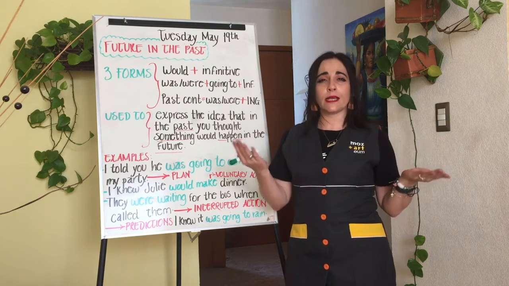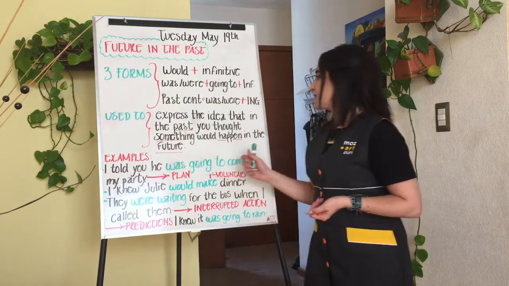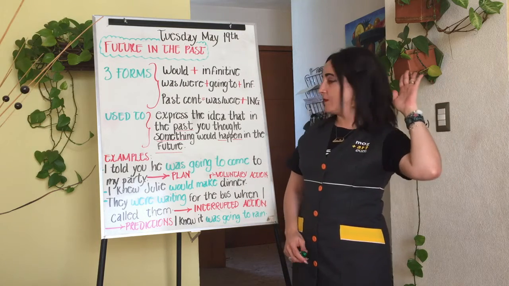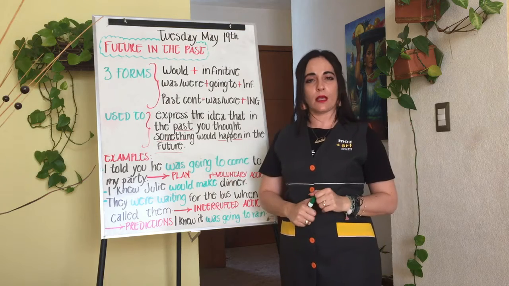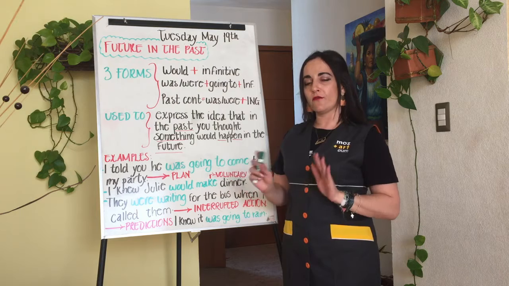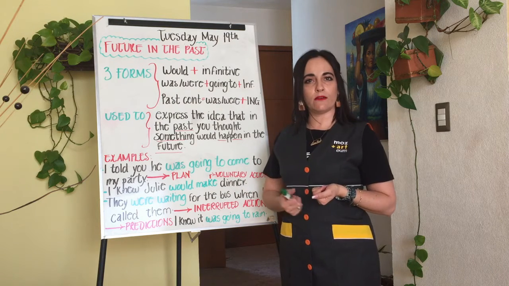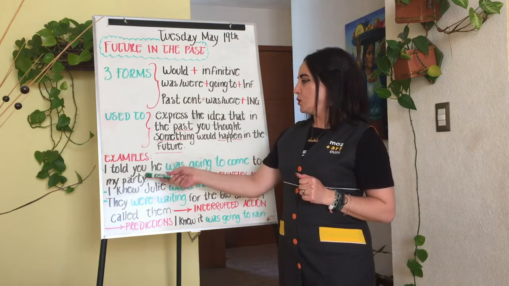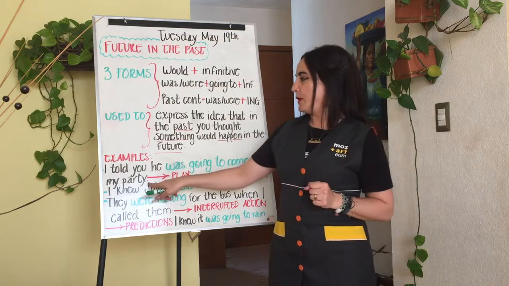So, in which cases do we use the future in the past? We use it to express the idea that in the past, you thought about something that would happen in the future, okay? Just as the example that I told you previously, okay? We're going to see a few more examples for you, so maybe in this way you will have it more clearly, okay?